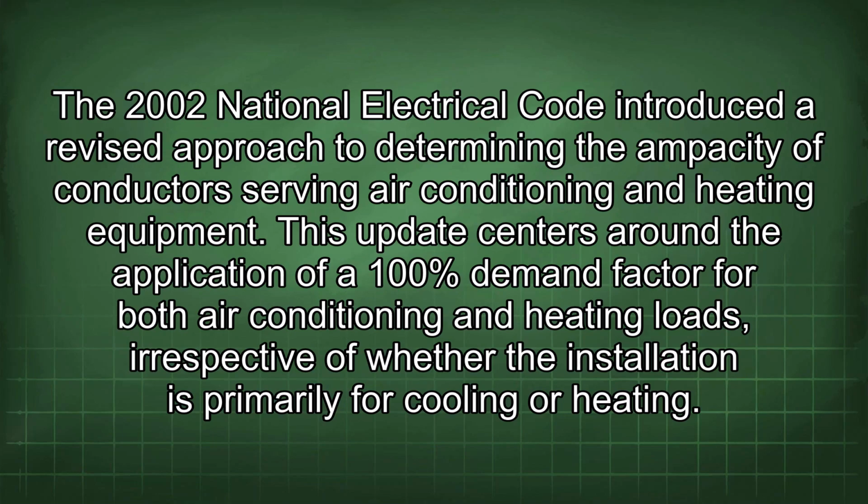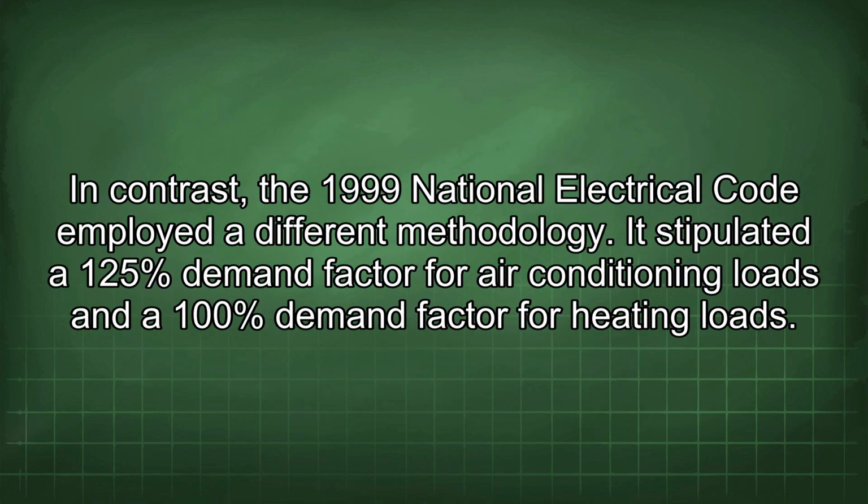The 2002 National Electrical Code introduced a revised approach to determining the ampacity of conductors serving air conditioning and heating equipment. This update centers around the application of a 100% demand factor for both air conditioning and heating loads, irrespective of whether the installation is primarily for cooling or heating. In contrast, the 1999 National Electrical Code employed a different methodology. It stipulated a 125% demand factor for air conditioning loads and a 100% demand factor for heating loads.